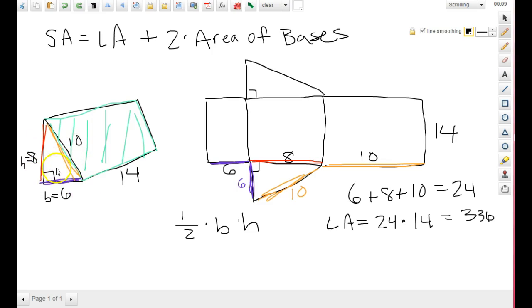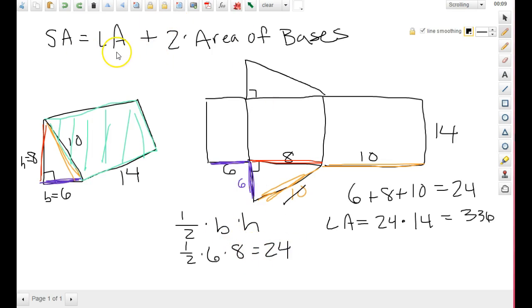So not the hypotenuse. The hypotenuse is across from this right angle. So not the 10, but just the 6 and the 8. So 1/2 times 6 times 8 is 24.